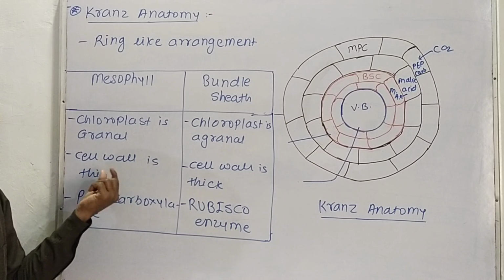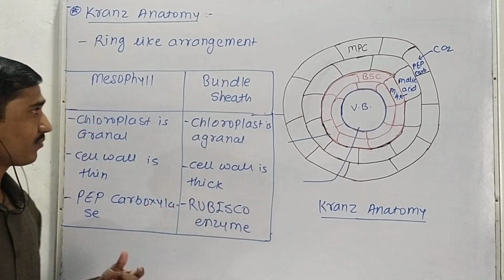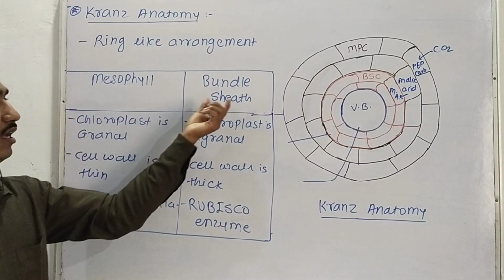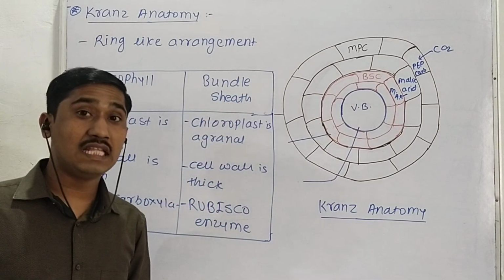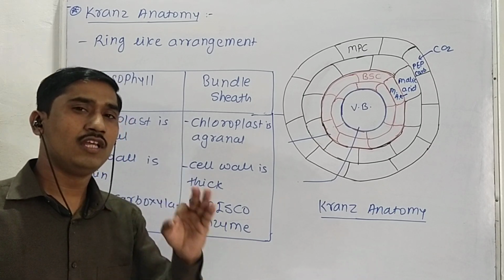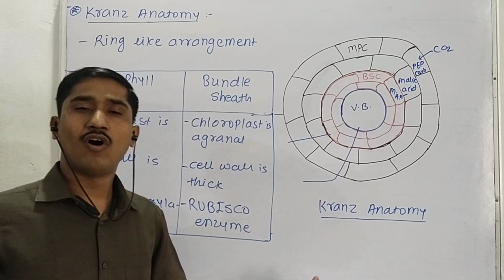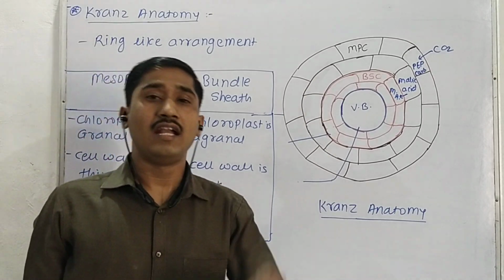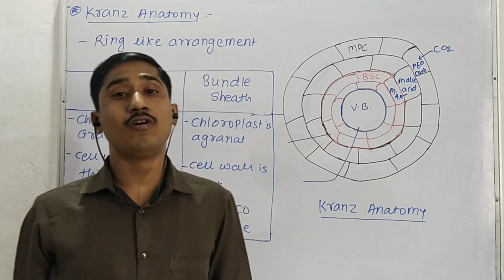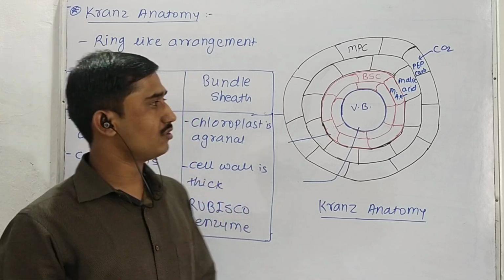The cell wall of the mesophyll cell is very thin, while in the bundle sheath cell it is very thick. Which enzyme is present in the mesophyll cell? It is PEP carboxylase, and in the bundle sheath cell there is the Rubisco enzyme. And why is this structural arrangement there? Only to prevent Rubisco from binding with oxygen. So this is all about Kranz anatomy. And the plants which have Kranz anatomy perform the C4 pathway or HSK pathway for their photosynthesis process.